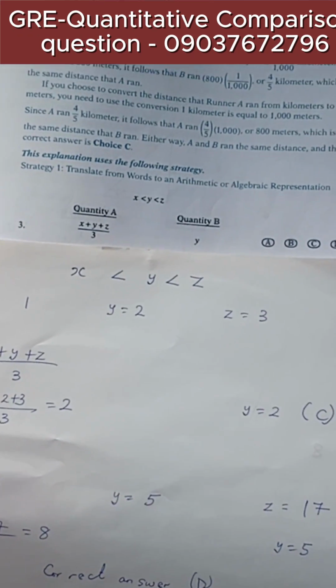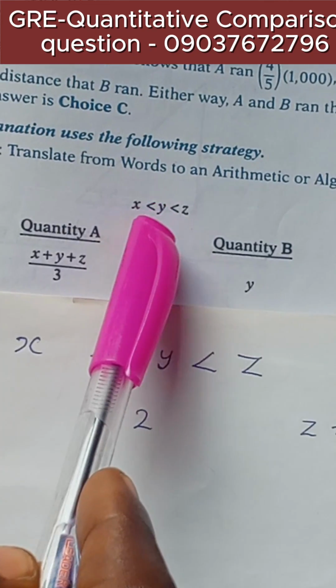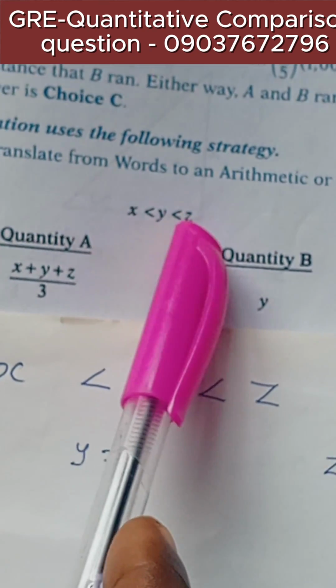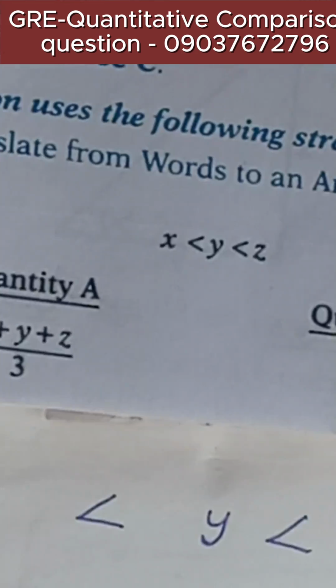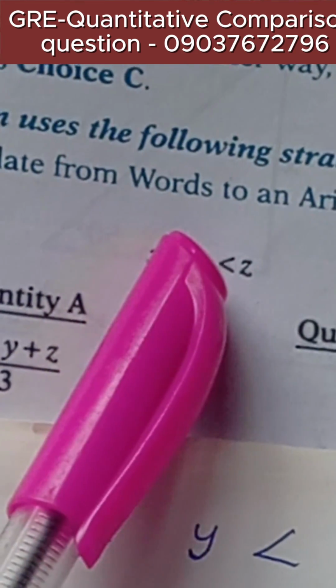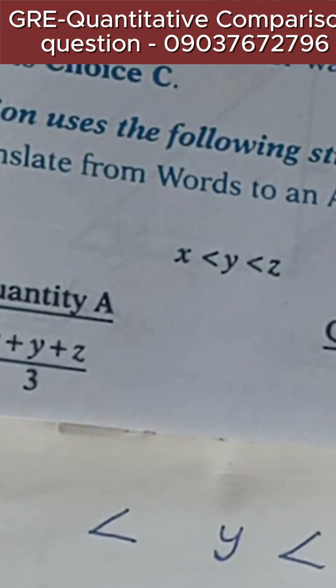We have this question and it says that x is less than y and y is less than z. Remember the signs for inequality. This tip is facing your left hand side, so it's less than. If the reverse is the case, it will be greater than.